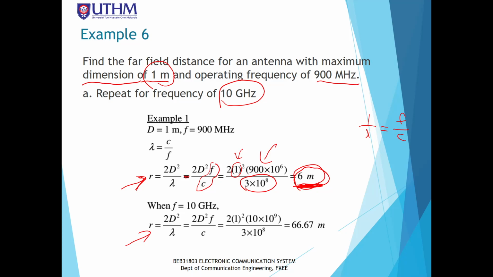So here we put inside the frequency, 10 gigahertz. We put inside the 10 gigahertz frequency, times the dimension times 2, divide with the speed of light. So therefore we're going to get the far field region 66.67 meter. So the higher the frequency, the further away would be the far field region from the antenna.